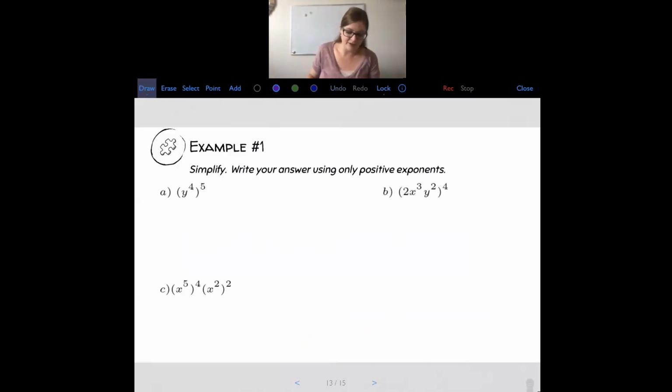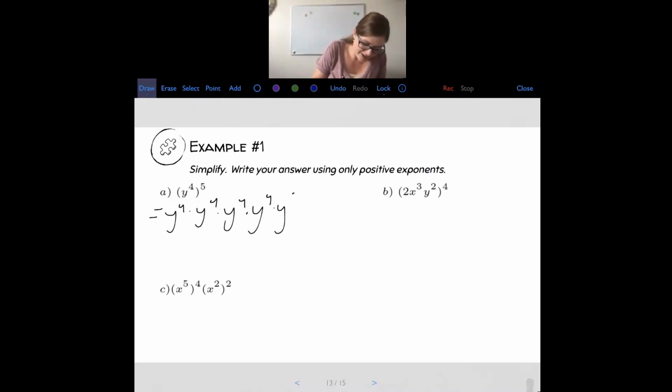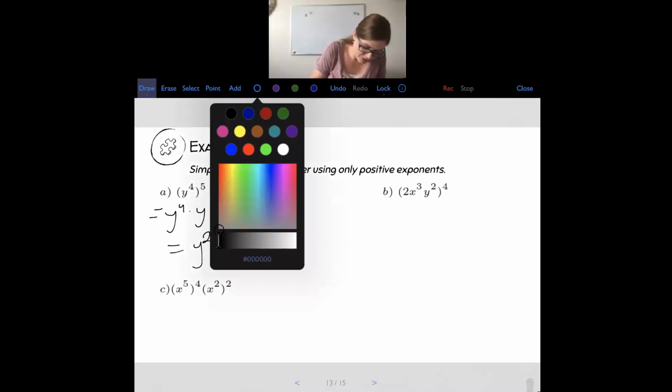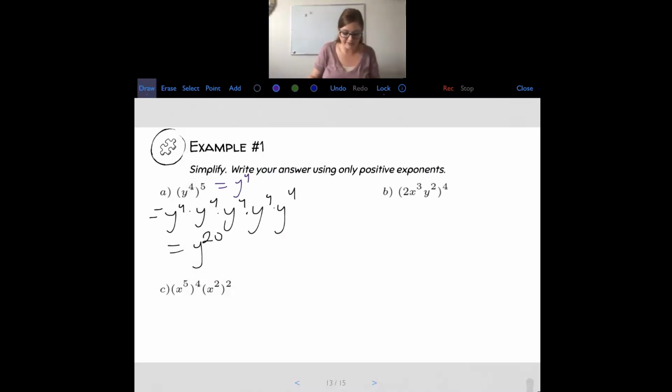So let's do a couple of examples. Simplify, write your answer using only positive exponents. So for part A, again, you can write this out as y to the 4th, 5 times. So 4, 8, 12, 16, 20. So this is y to the 20th. Okay, it's the same thing as doing y to the 4 times 5.